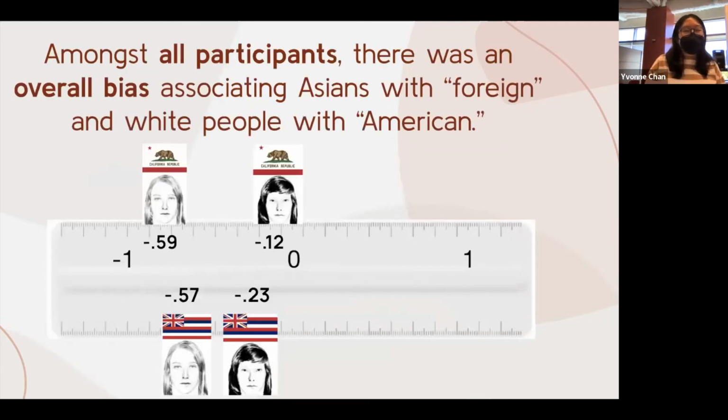In actuality, there was an overall bias associating Asians with foreign and white people with American for all the demographic groups studied. Even Hawaii residents and Asian Americans shared this bias. But we see a larger range in these scores for California residents than Hawaii residents.